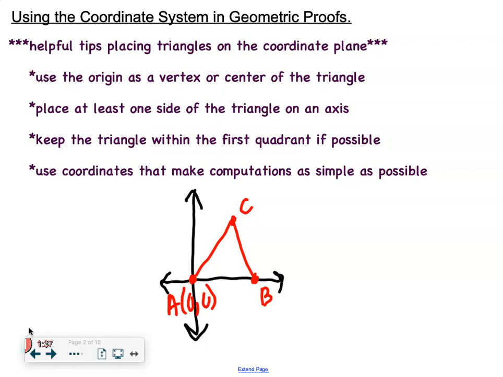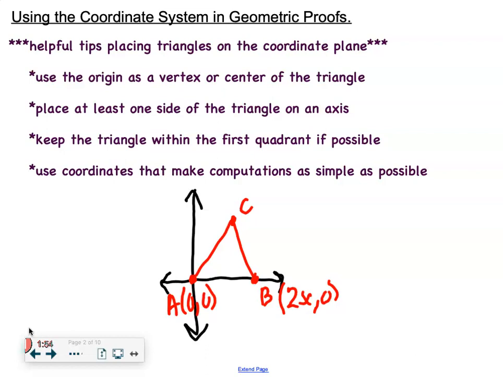So do I know how far over B is? I have no idea, right? So I'm just going to say 2x. And then what's my y coordinate right here? 0. I have no idea what those mean, but we just have to pick it.